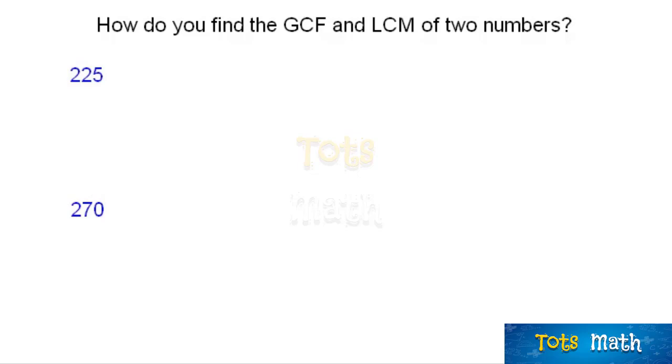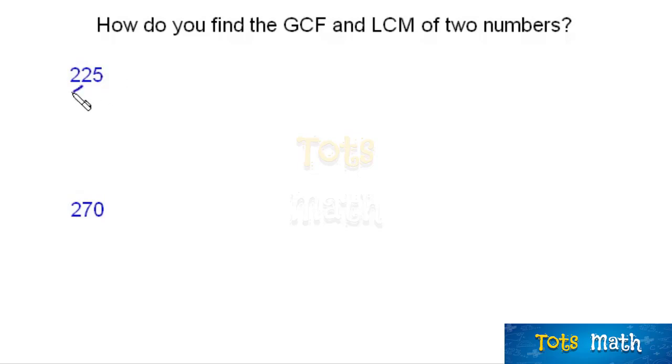To find the GCF and the LCM of two numbers, we first have to find the prime factorization of the numbers. We can do that by creating factor trees. What we're going to do is break down each of these numbers into its simplest parts, and that would be the product of prime numbers. So let's see how that works.